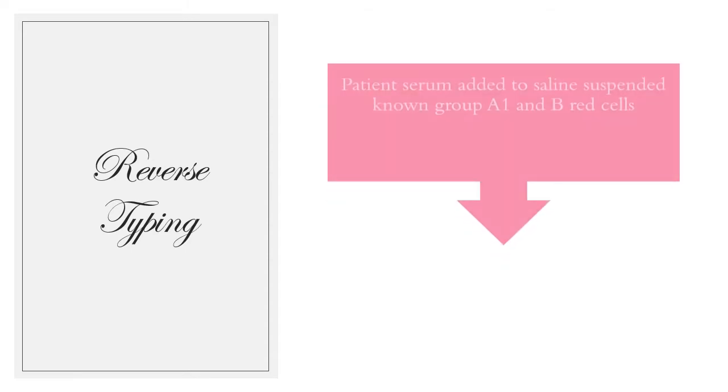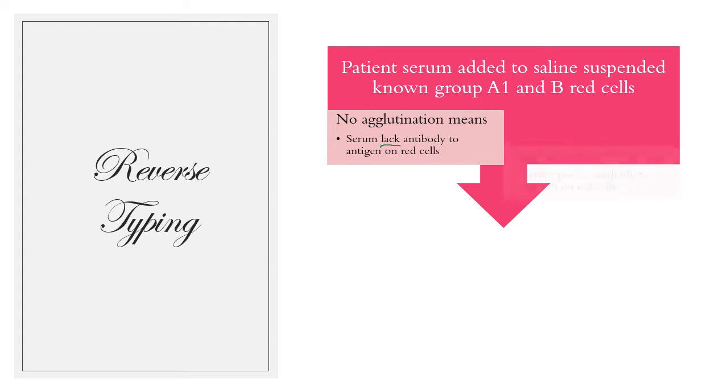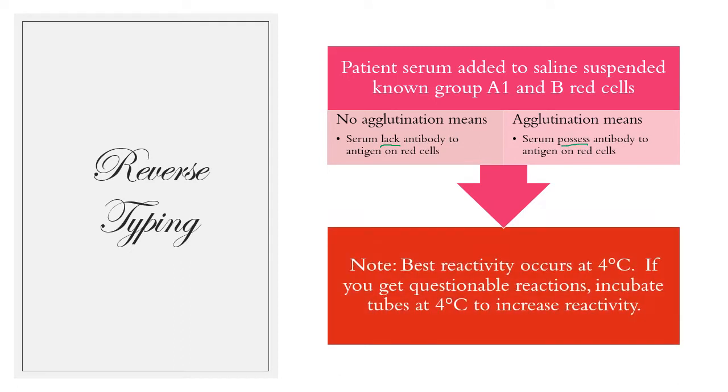Here, reverse typing. Patient serum added to saline, suspended known group A1 and B cells. No agglutination means the patient serum lacks the antibody to the antigen on the known red blood cells. Agglutination means the patient serum possesses antibody to the antigen on the red blood cells.